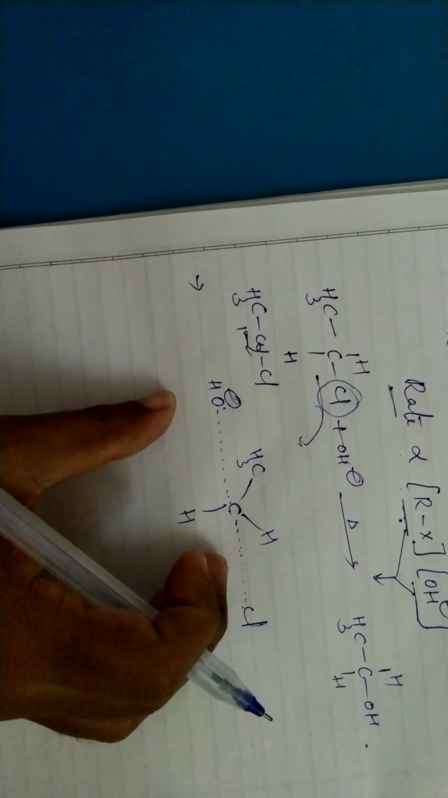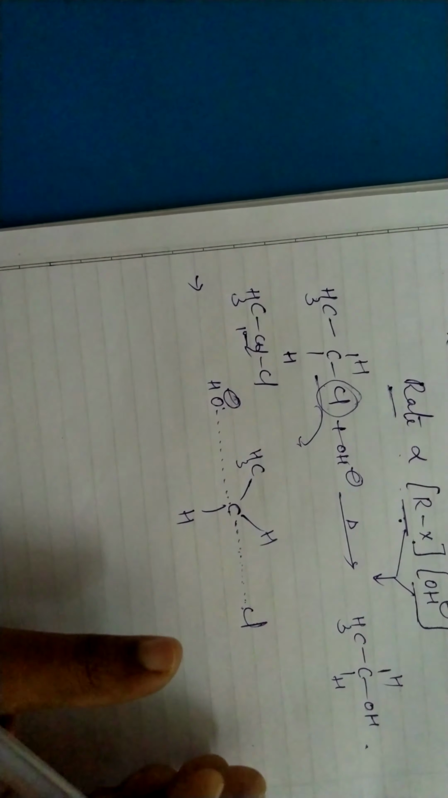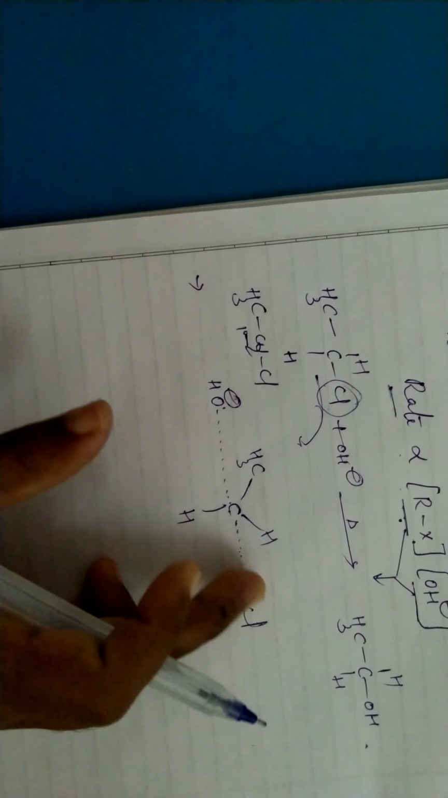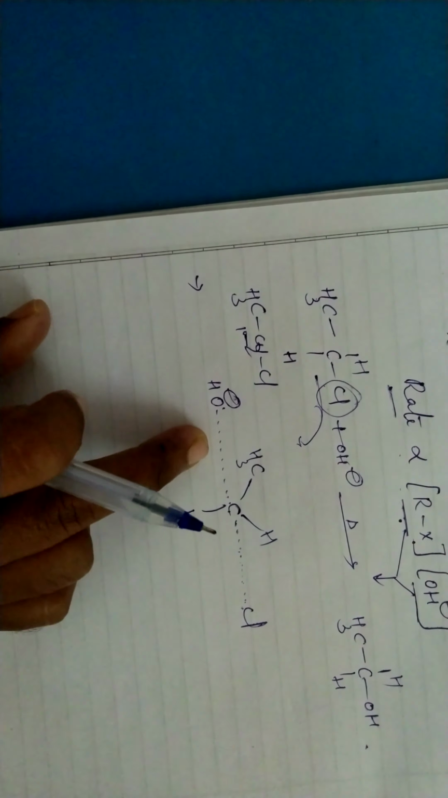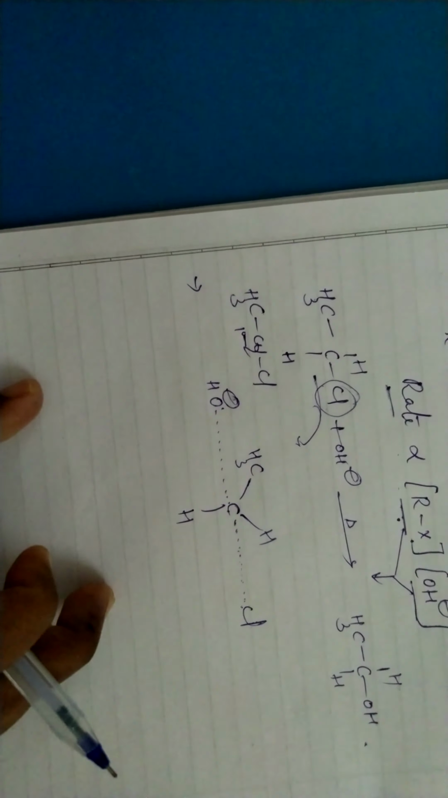That means the two steps are taking place simultaneously. What are the two steps? Chlorine is going out and the new incoming nucleophile is coming in. That means both the steps are taking place simultaneously.